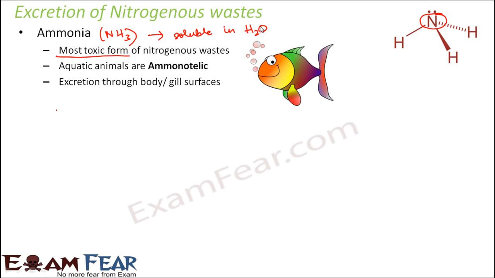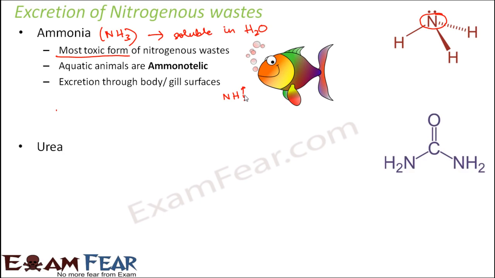Also, since it is readily soluble in water, it is excreted by the process of diffusion, because water can move from the region of high concentration towards low concentration very easily. So it is generally excreted in the form of ammonium ions dissolved in water. In ammonotelic animals, there is no role of kidneys. They do not have any specialized organ called kidney. Here all excretion will happen through the body surface or through the gill surface.